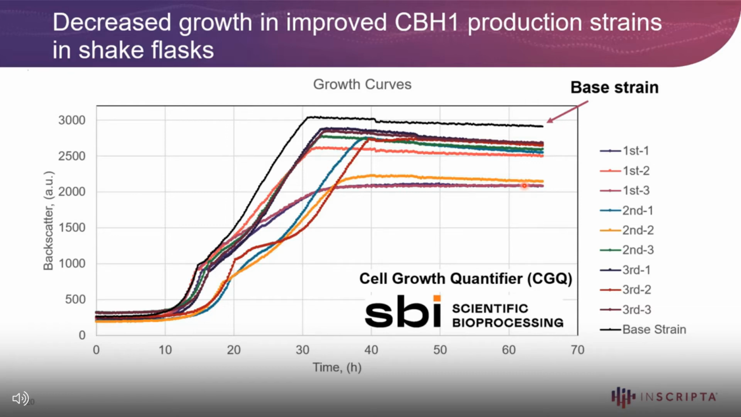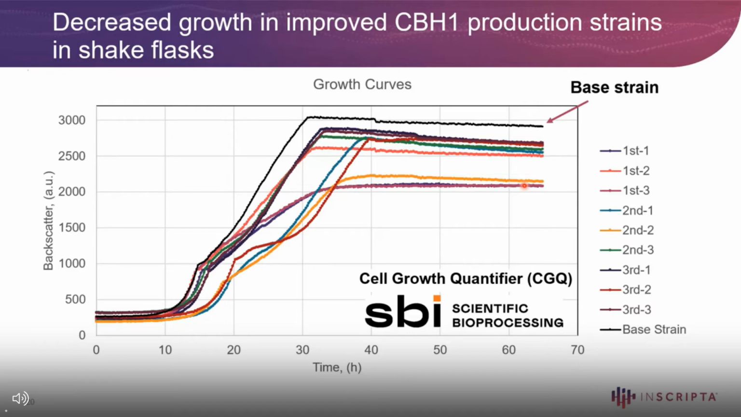And this is consistent with reports in the literature that strains that have improved heterologous protein production often have lower growth. It's speculated this is likely due to the fact that carbon is, instead of going towards cell growth, more of that carbon is being diverted towards the production of proteins, which can be carbon intensive. Okay, so this is what the growth curves look like for all the different variants.